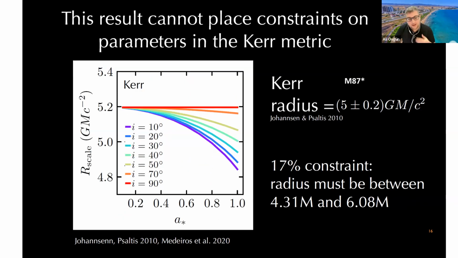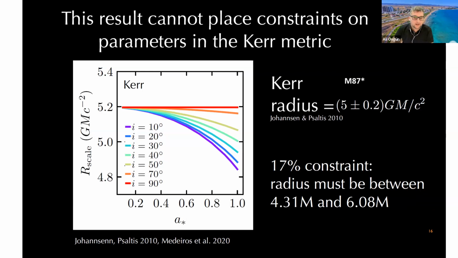And from the new experimental data, we can say that this result cannot place a constraint on the parameter in the Kerr metric. So instead of studying the rotating black hole solution, we can also study the non-rotating black hole solution and check the parameters, because they find no noticeable difference between Kerr and non-Kerr images.